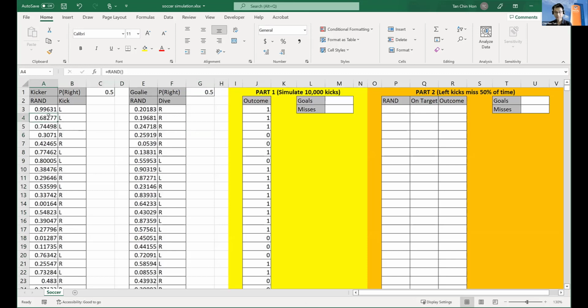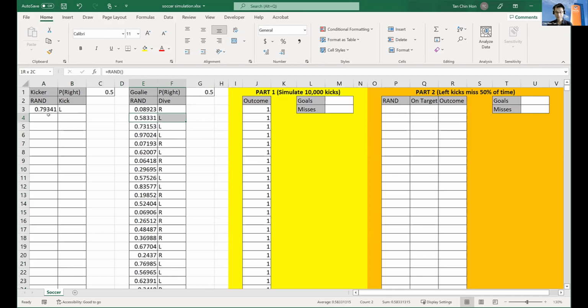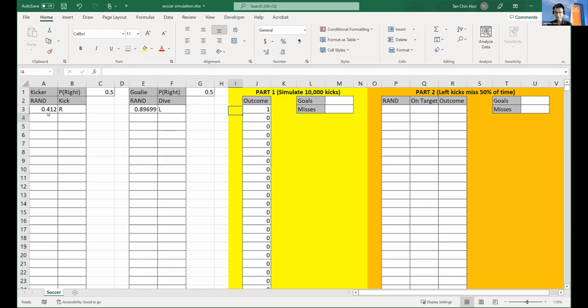Okay, and so let me just quickly demonstrate this again. Every time I teach Excel, this is usually the one that my students will need me to run through again. The first step is that we want to recognize that we want to simulate 10,000 kicks. Since I'm starting at row 3, if I want 10,000, that means I need to go to row 10,002. So let's go to cell A10,002 over there, okay?